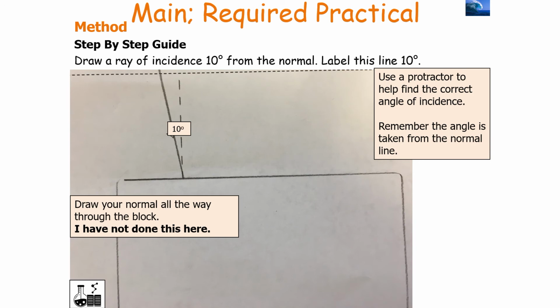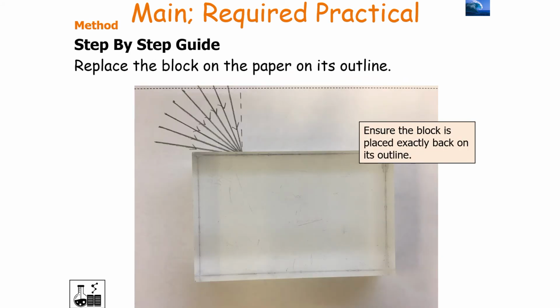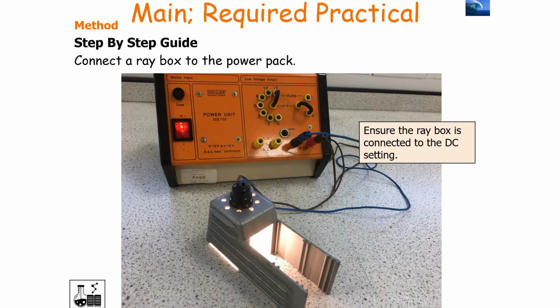So you label this as clearly as here. You then do the same for 10, 20, 30, 40, 50, 60, 70, 80 and even 90. Then you replace the block on the paper over its outline, ensure the block is placed exactly on its outline. You then connect a ray box to the power pack, ensuring the power pack is on the DC setting.